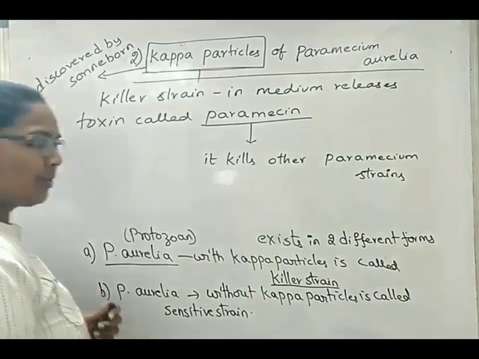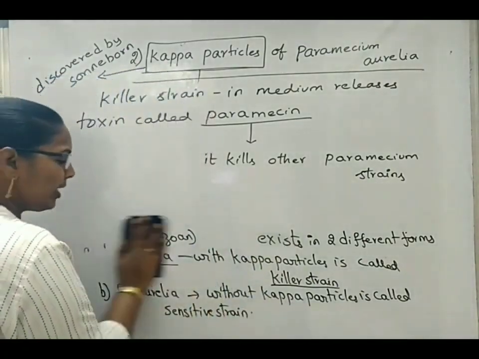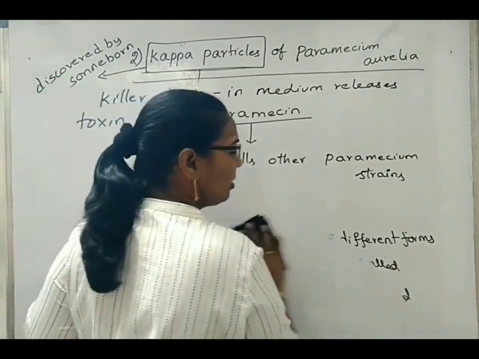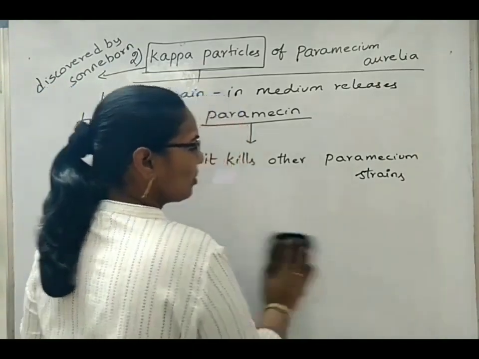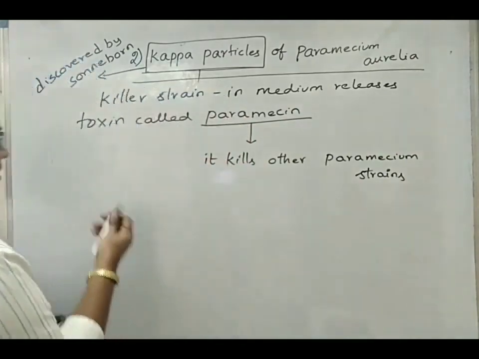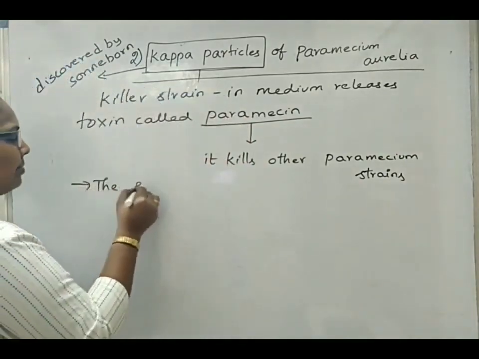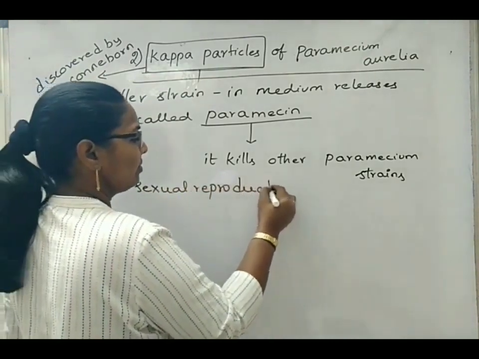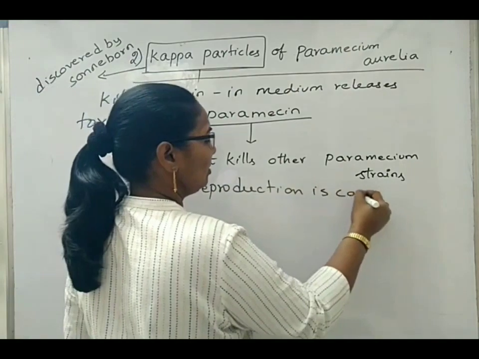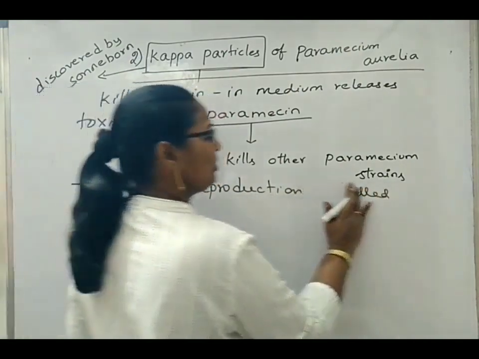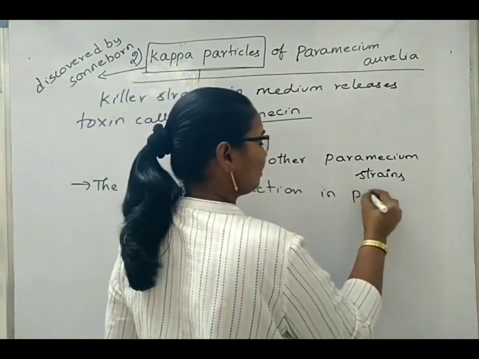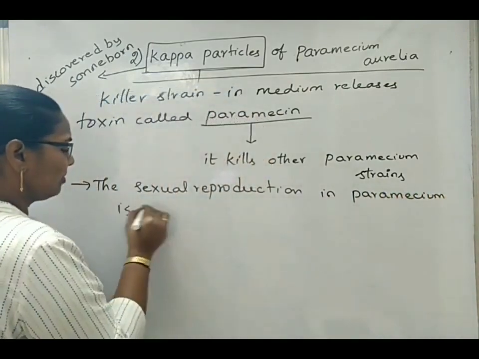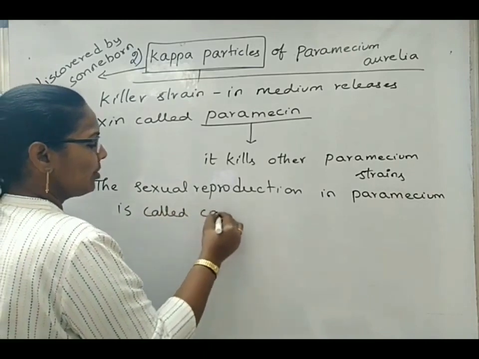We know that the sexual reproduction, the exchange of nucleus and cytoplasm, happens in Paramecium only by the process of conjugation. The sexual reproduction in Paramecium is called the conjugation process.